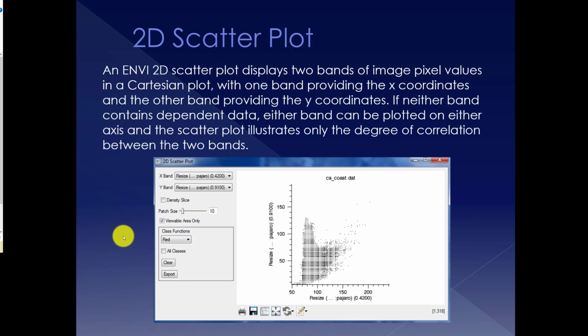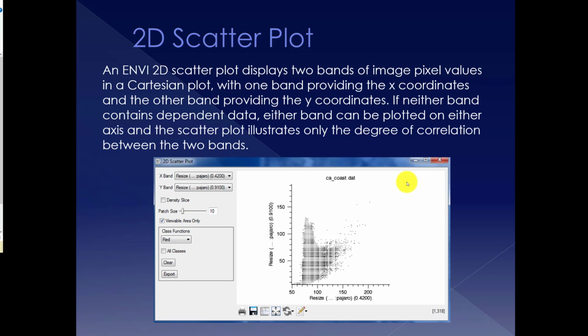Okay, you're going to work with scatter plots, and let's start by looking at what a scatter plot is. In ENVI, you're going to display two bands. Here's band 1 and band 2, and you're going to display them in a Cartesian plot. And this is what a Cartesian plot is. And so this provides a comparison of the x and the y coordinates. And if neither band contains dependent data, then either band can be plotted on either axis. And the scatter plot illustrates the degree of correlation between the two bands.